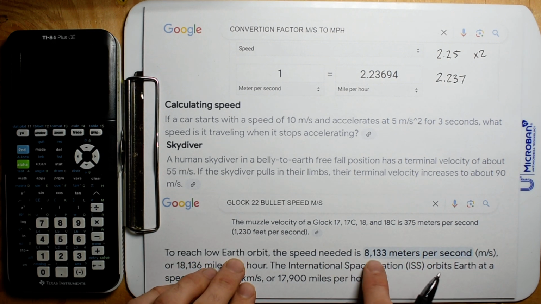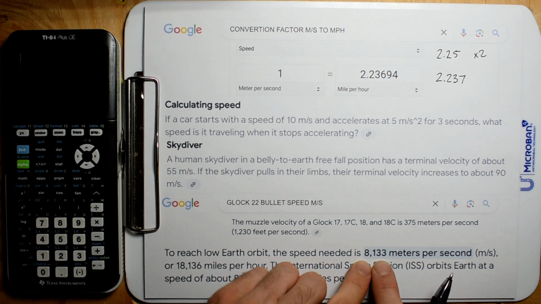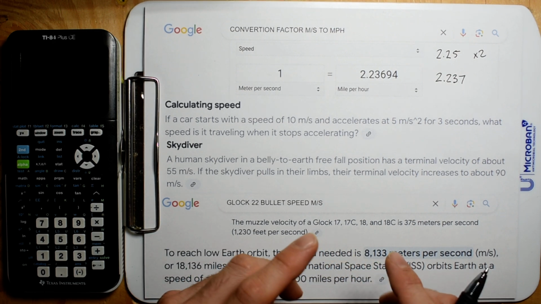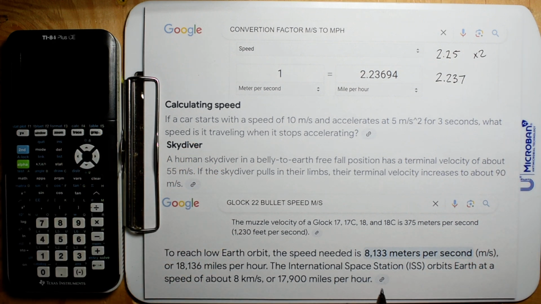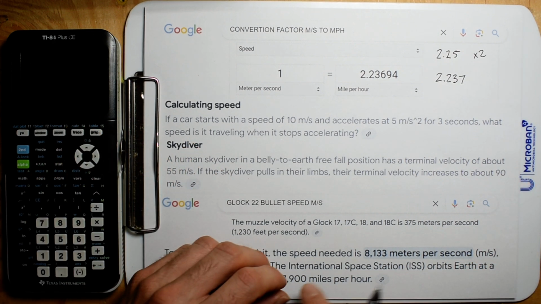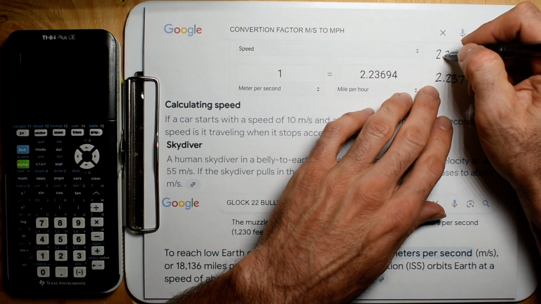Hey, the shuttle to get to the International Space Station, it's got to be this times 2. That's 16,000 miles an hour. Now it's more, because look at these. It says this is 17, so what gives? Well, you need to do this extra 0.25.